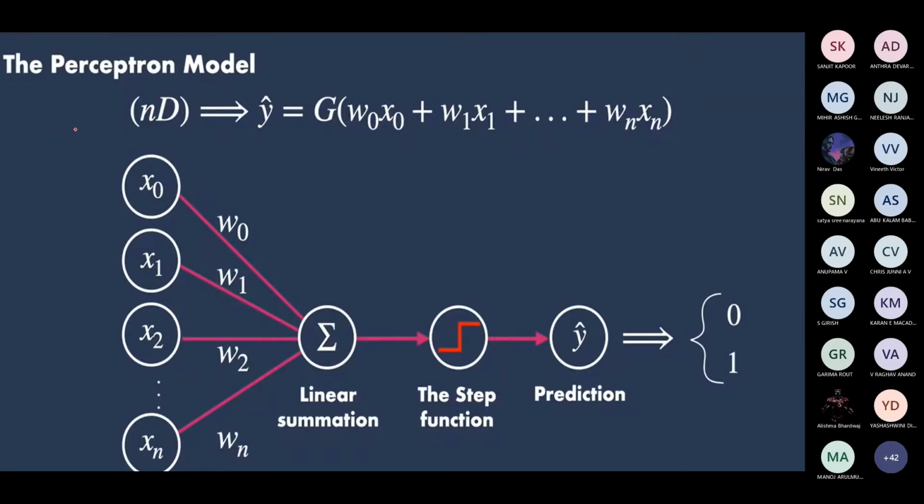Very simple, right? We have x1, x2, w1, w2. We multiply x1 into w1, x2 into w2, xn into wn, and we put it through the summation. Then we put it through the activation function. Then the activation function produces 1 or 0. This was the y predicted, 1 or 0. So this was the formula. This is a single layer perceptron.